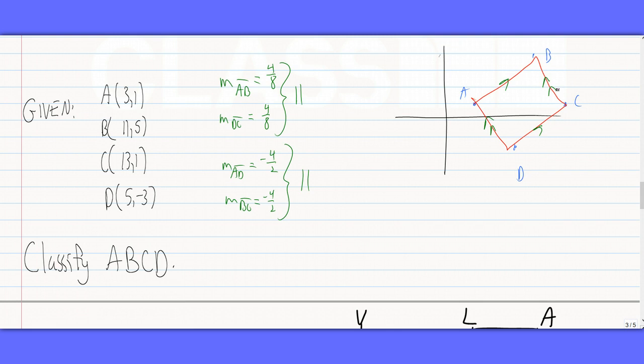More than that, we're trying to check to see if we have a rectangle. 4/8, we haven't simplified these before, but 4/8 simplifies down to 1/2. -4/2 simplifies down to -2. So when we compare those two numbers with each other, not only do we have two pairs of sides that are parallel, we have slopes of 1/2 and -2, which tells us perpendicular. So we have right angles, we have parallelogram. The most specific name for this shape then would be rectangle.